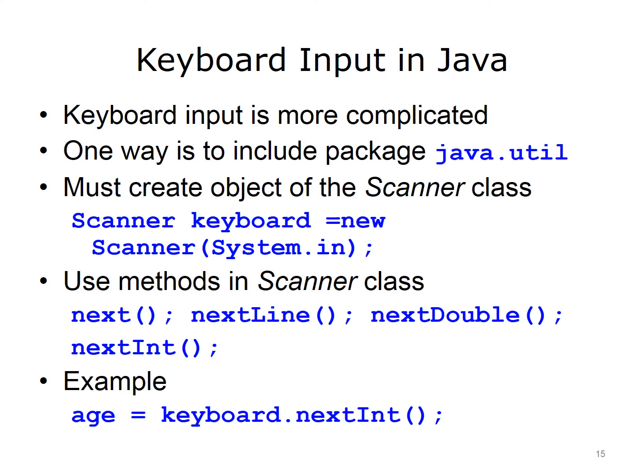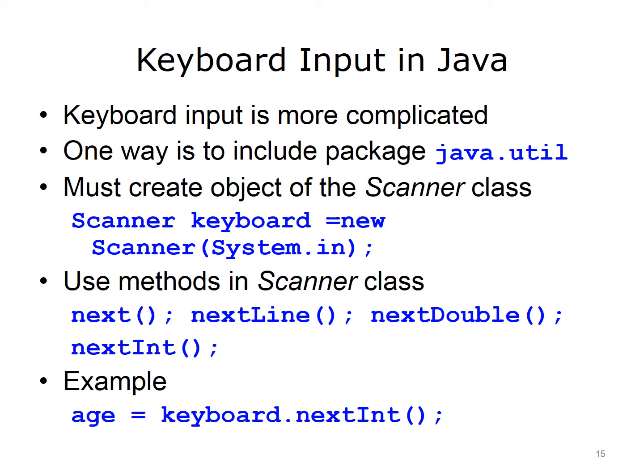To include the package, use the statement import java.util.*; at the top of the code. An example of this appears on slide 18. Next, it is necessary to create an object of the Scanner class and tell Scanner where to get input. In this case, input will be from the keyboard, which is defined as System.in. The statement to do this is shown here.